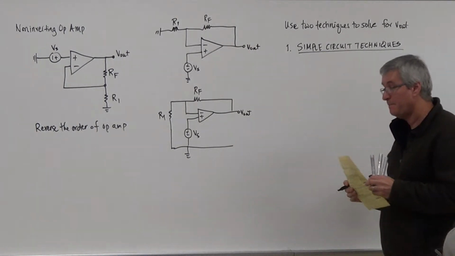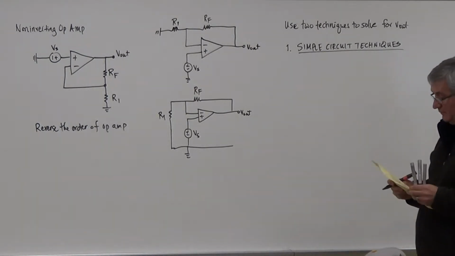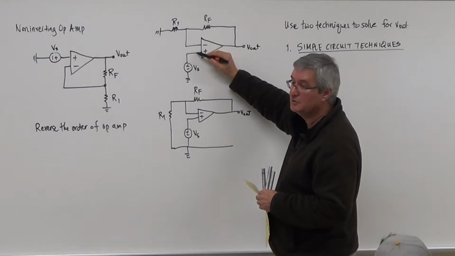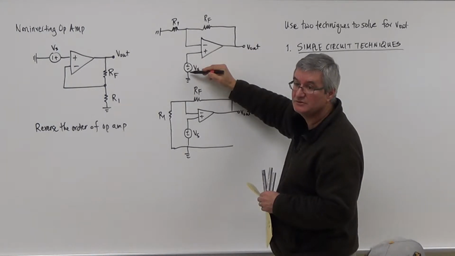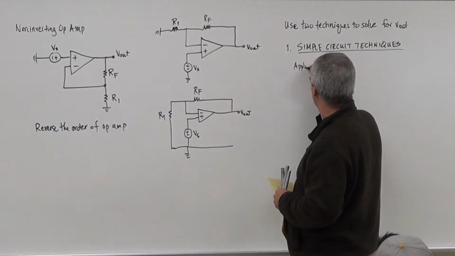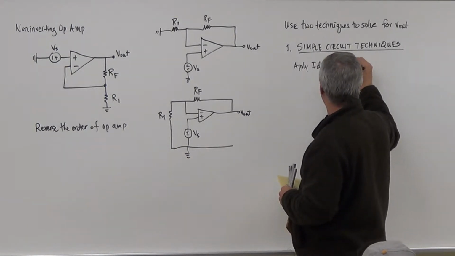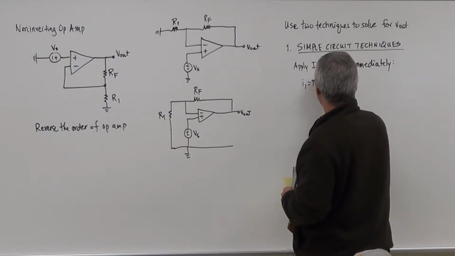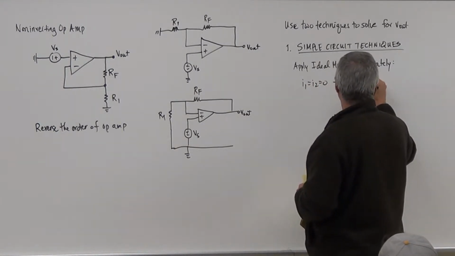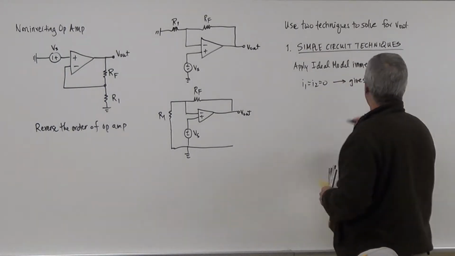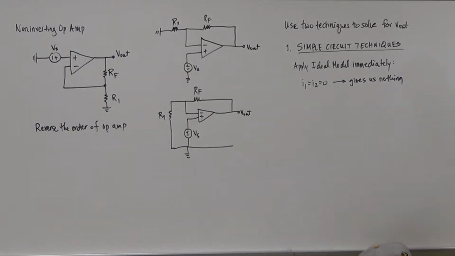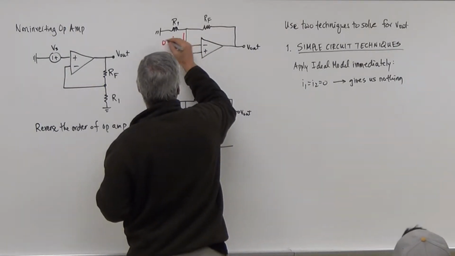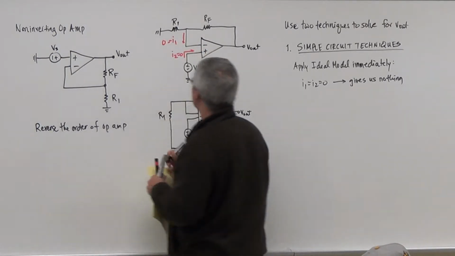So when I look at this, I start to draw all of the currents here. The first thing that you see is, look at this line, look at this line. Do you see any resistors along these lines? The answer is no. So I'm going to apply the ideal model immediately. And what you see here is that I1 equals I2 equals 0, which gives us nothing. It doesn't give us anything. So if I draw that again, this current here is I1, and that's equal to 0. This current here is I2, and that's equal to 0.